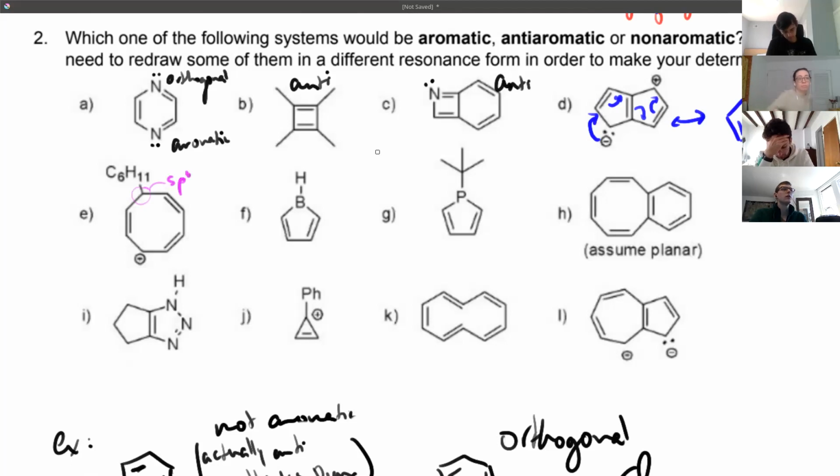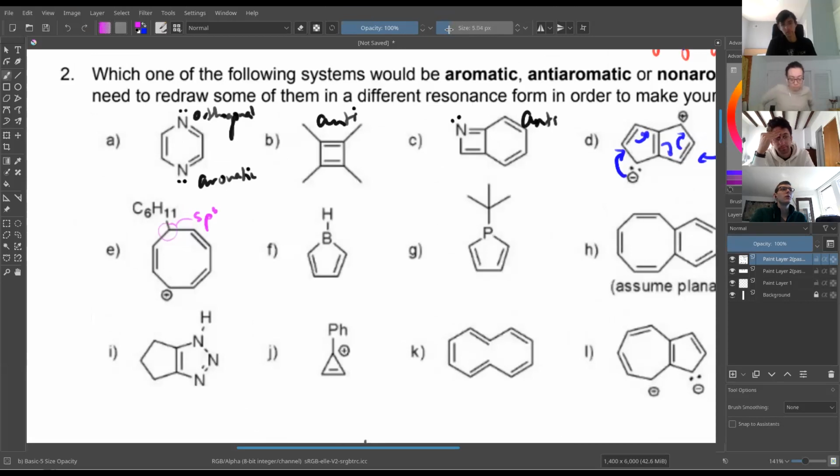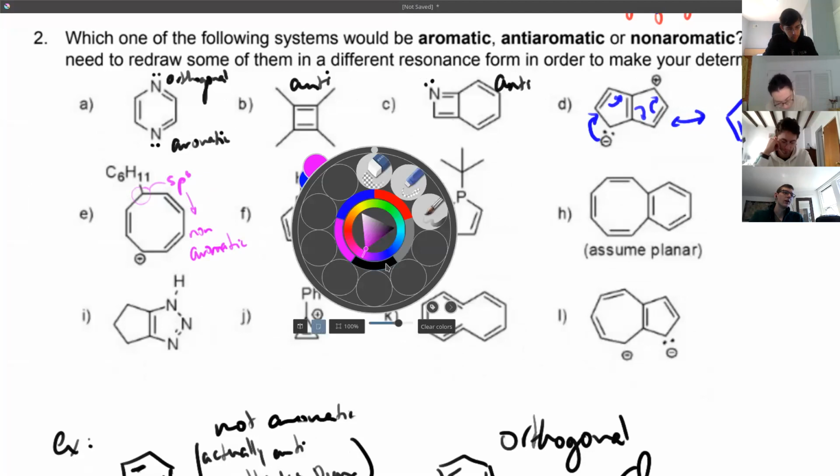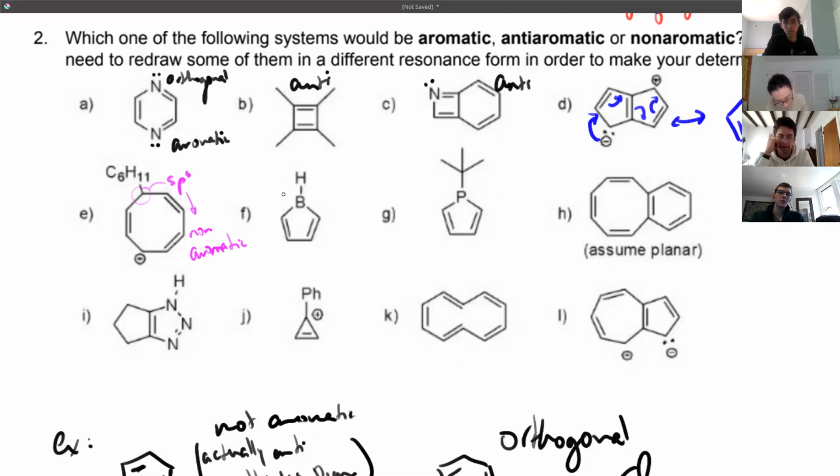P3. Yeah. Make this pen a little smaller. Cool. Yeah, so it's sp3, and that means this whole thing is non-aromatic. Good catch, Sophia. All right, cool. F, aromatic.